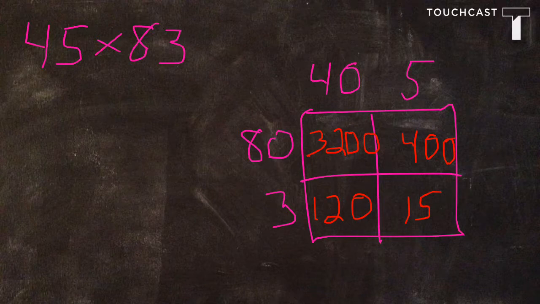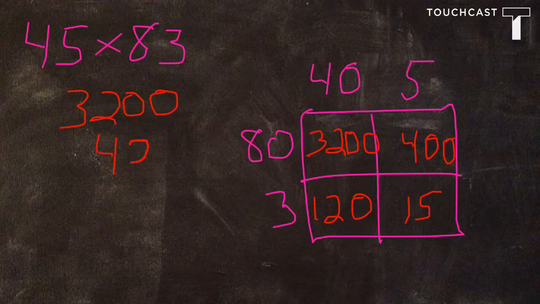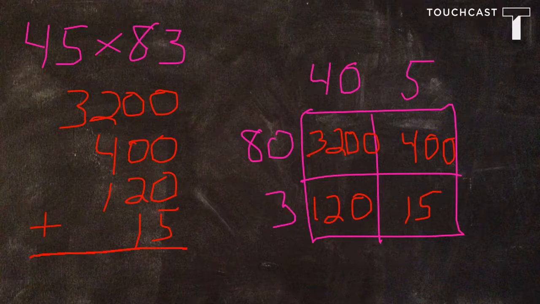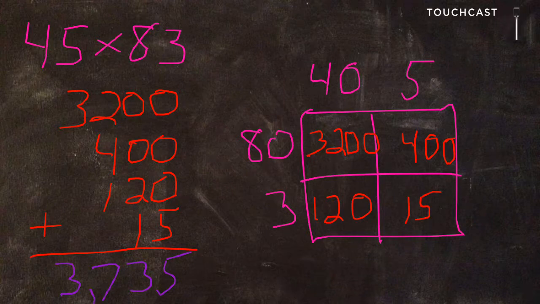So then we take those four numbers, 3,200, 400, 120, and 15, and add them together. And our final answer here is 5, 2 plus 1 is 3, 4, 5, 6, 7, and 3. So the final answer is 3,735 for the problem 45 times 83.